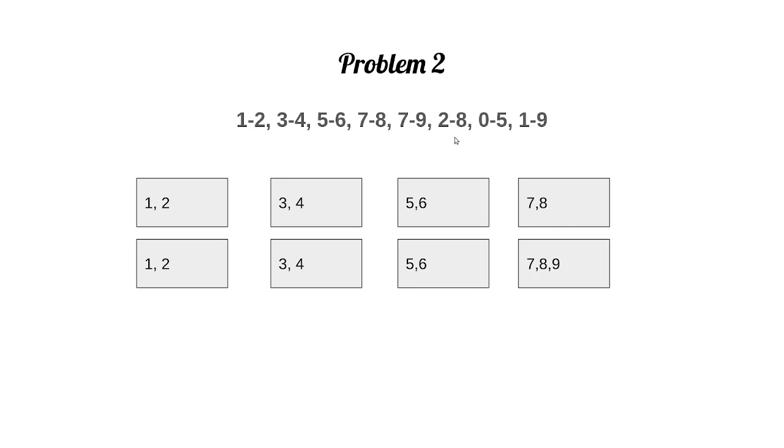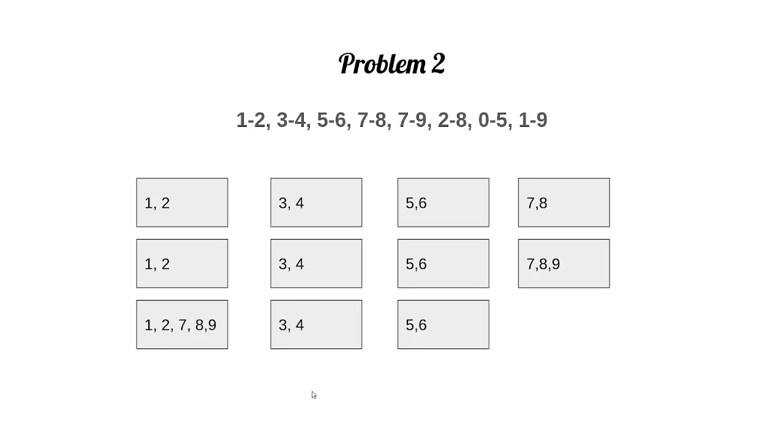After that we have 2 and 8, so we want to make the union of the sets which contain 2 and 8, which is set 1 and set 4. So set 1 has 1, 2 and set 4 has 7, 8 and 9. So let's do the union of these sets, and that results in this. Now we are left with only 3 sets. Set 1 has elements 1, 2, 7, 8, 9.